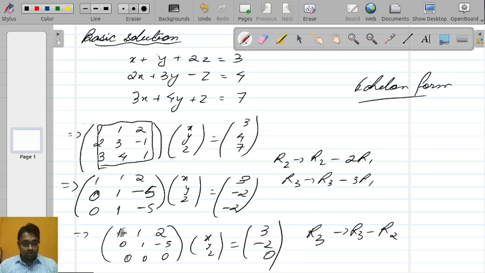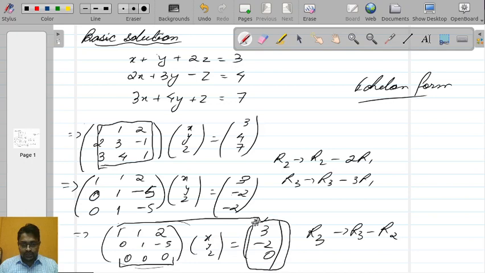Once we get the echelon form, we compare the rank of this part, the coefficient matrix, with the rank of the total part, the augmented matrix. Together with the coefficient matrix, if I include this column, we get what is called the augmented matrix. Here the rank of the coefficient matrix is 2, and the rank of the augmented matrix is also 2, because here we have 0. If we have something non-zero here, then the rank of the augmented matrix will be 3. In that case we will not have any solution.